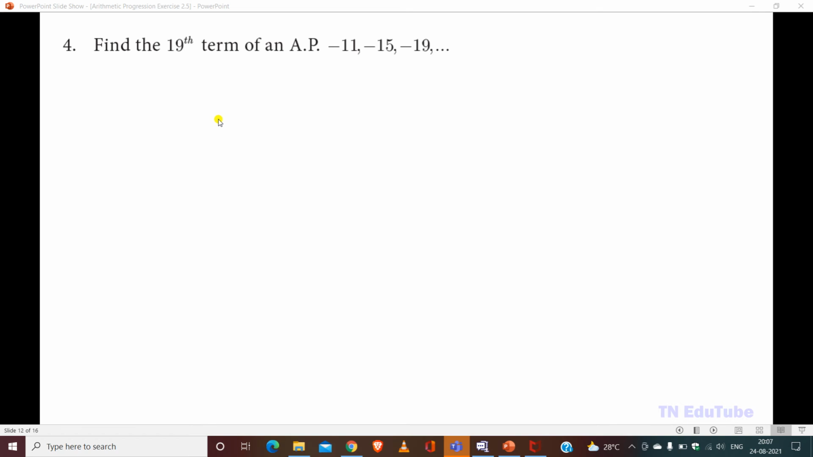Next question, find the 19th term of the AP. Here you have to find out the 19th term. So for finding the 19th term, you have to find out the nth term. Here A, the first term, is minus 11. Common difference is T2 minus T1. So you get minus 15 minus minus 11. That is minus 15 plus 11. Minus into minus is plus. So you get minus 4.